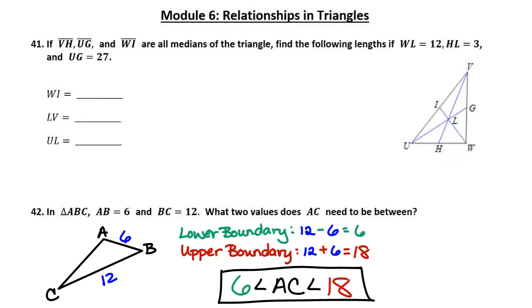So 6.000001 is okay because that's bigger than 6. But if it's exactly 6, that's too small. If it's 5, that's too small. It's got to be bigger than 6, but smaller than 18.